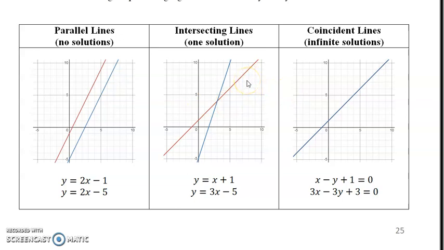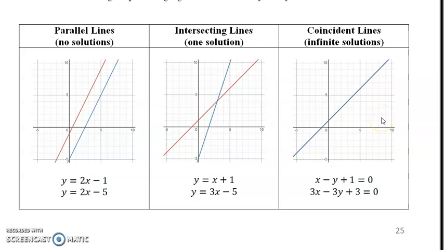Next is the intersection of the lines. This is the common question that we have. This happens the majority of the time. This is when the slopes are different, obviously. So if the slopes are different, that means they're going to intersect at one point. Okay?